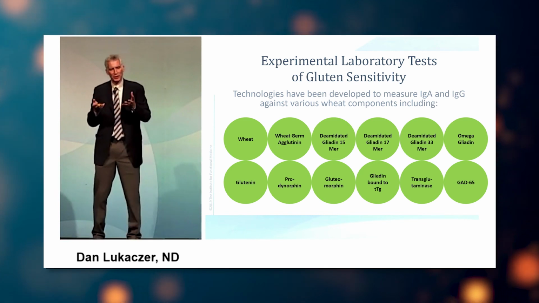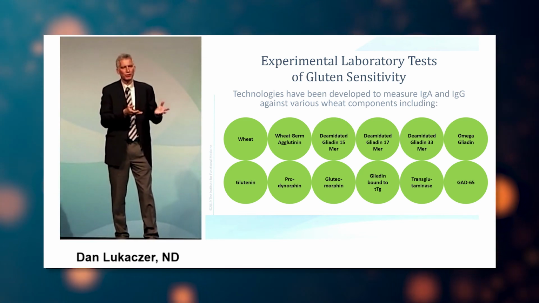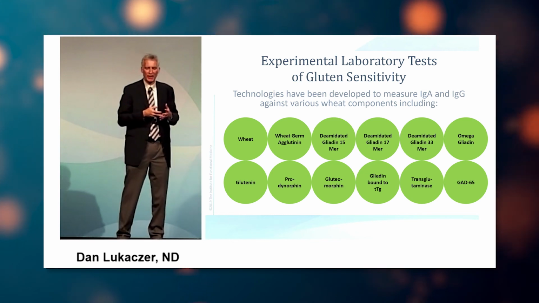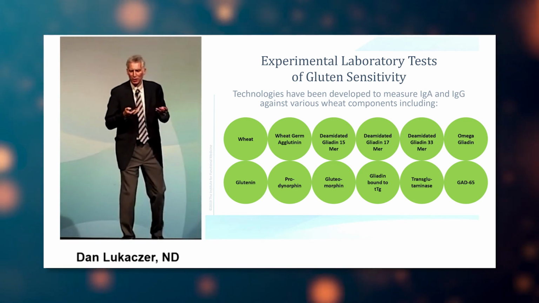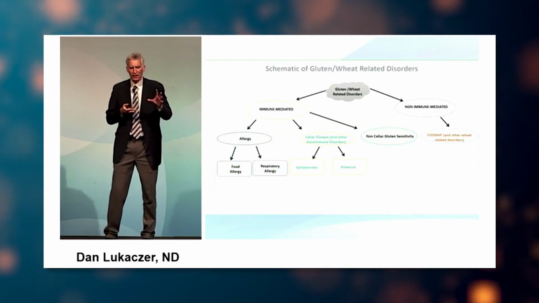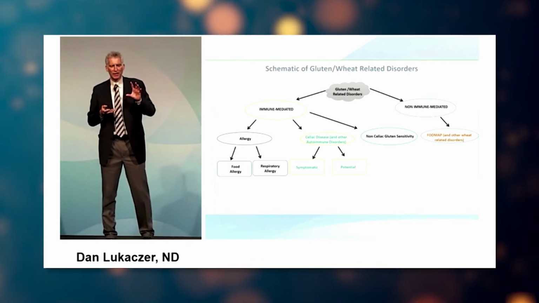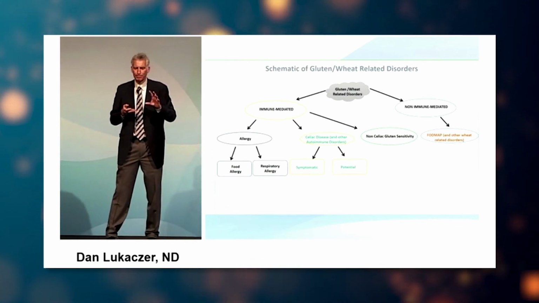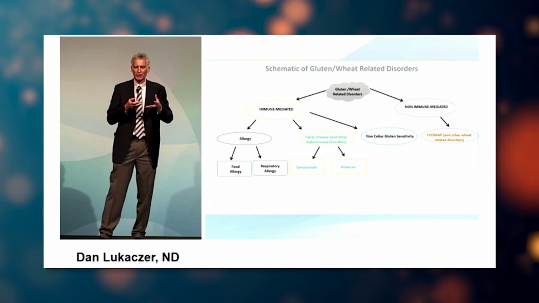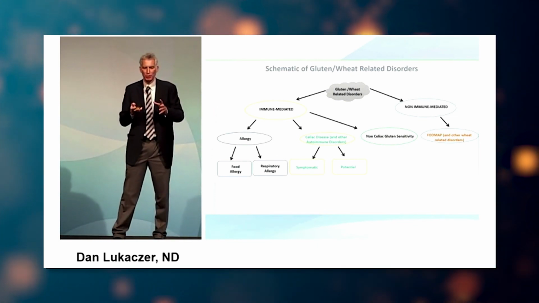Just because you have an elevated antibody to something doesn't mean that that's proving you're having a reaction to that thing. We have antibodies to all sorts of things. So finally, with this gluten-wheat-related disorders schematic, let's look at what we can react to in the larger wheat kernel, and there appear to be non-immune mediated reactions.